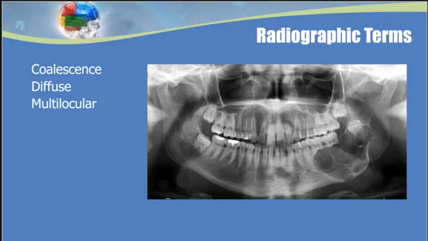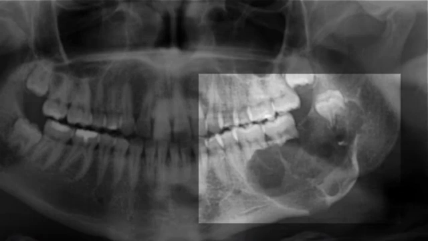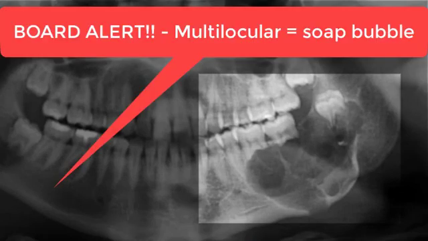Multilocular. Here is an example of a multilocular lesion. This is actually an odontogenic keratocyst. You don't really need to know that right now. What you need to be able to recognize is that soap bubble appearance with this multilocular lesion.